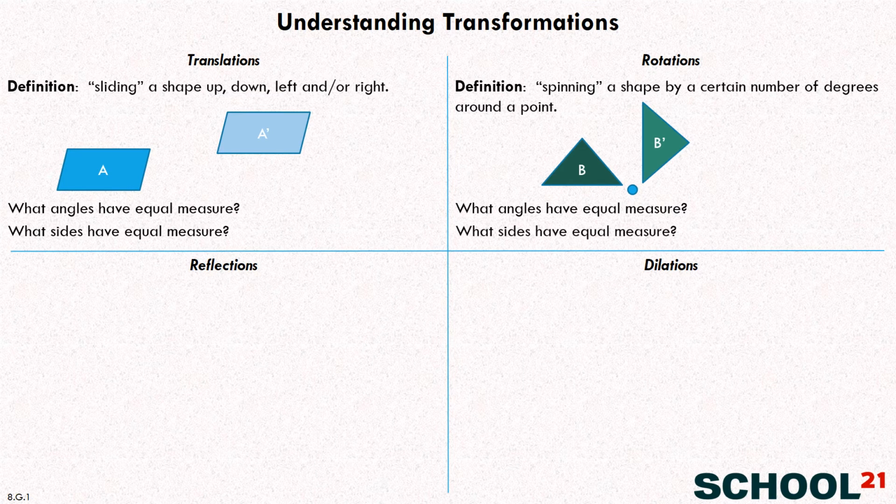Now, let's ask ourselves, what sides have equal measure? So B, the triangle here, this base of this triangle B, what is that going to be equally measured to for B prime? The side that's going up and down.